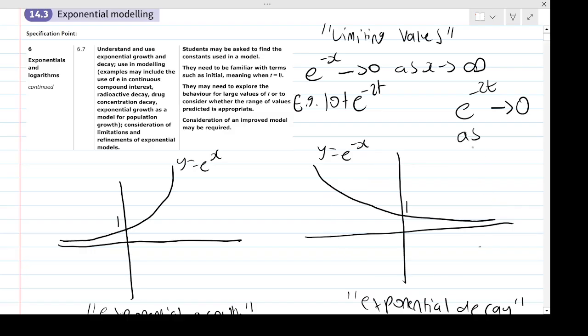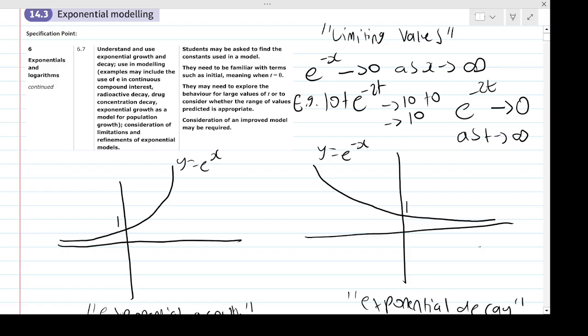So that goes to 0 as t tends to infinity, which means that this 10 add e to the negative 2t will go to 10, basically 10 add 0. So in the long run, this expression approaches 10. That is the limiting value.